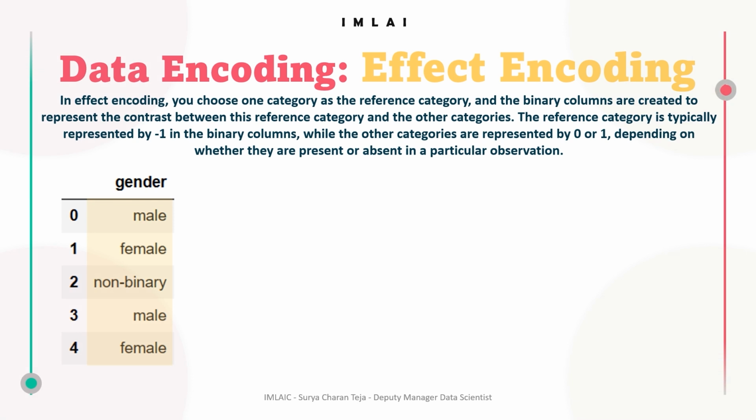So this is our data set, which consists of a column named gender, and it has values of male, female, non-binary. Now we will understand what effect encoding is with respect to this data frame. Effect encoding, also known as contrast encoding, is another method for encoding categorical variables.